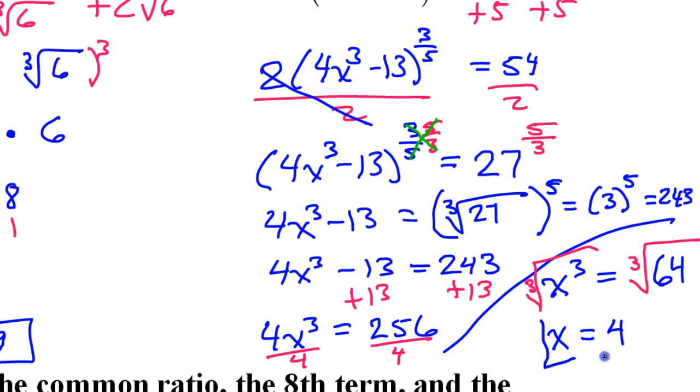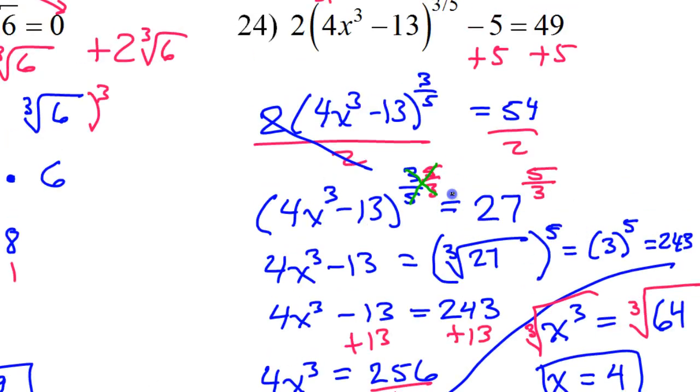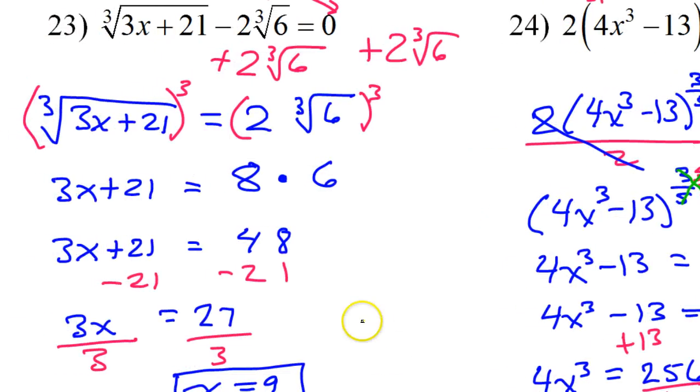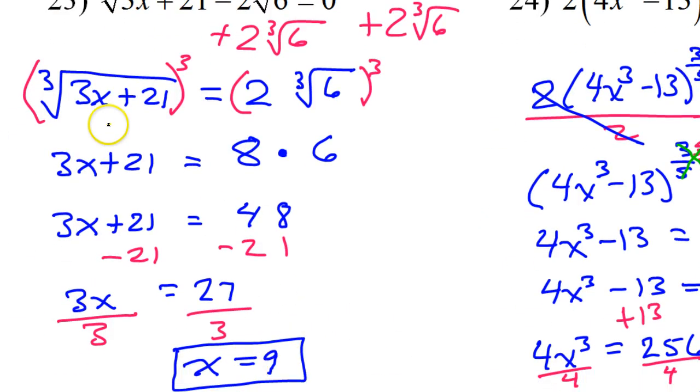All right, now we were definitely dealing with radicals, so you should certainly go back and substitute this back into the original problem way back here, and make sure that this all boils down to 49. Okay? And you should do the same thing with number 23. Plug it back in, make sure it actually works.